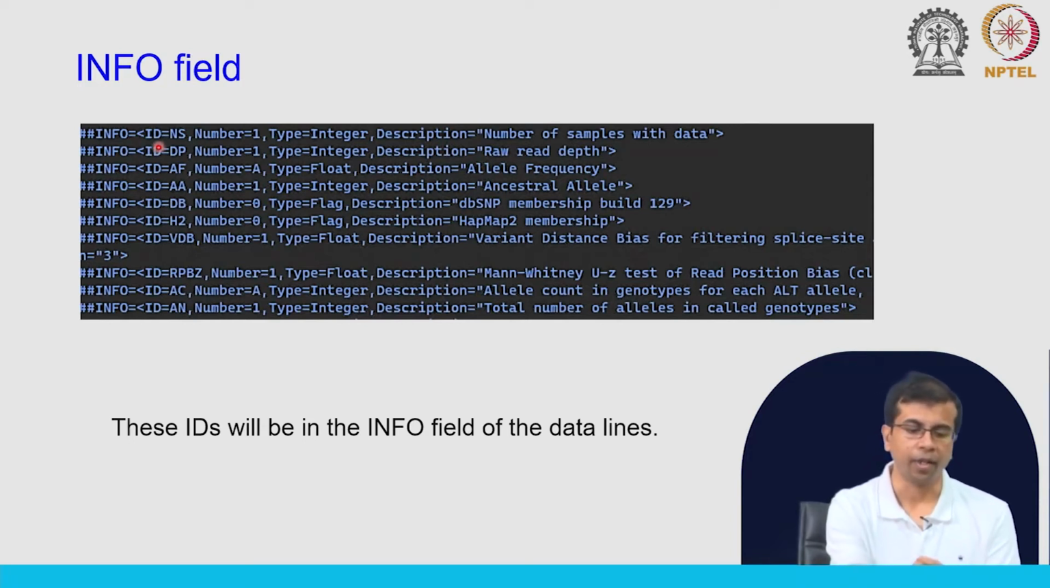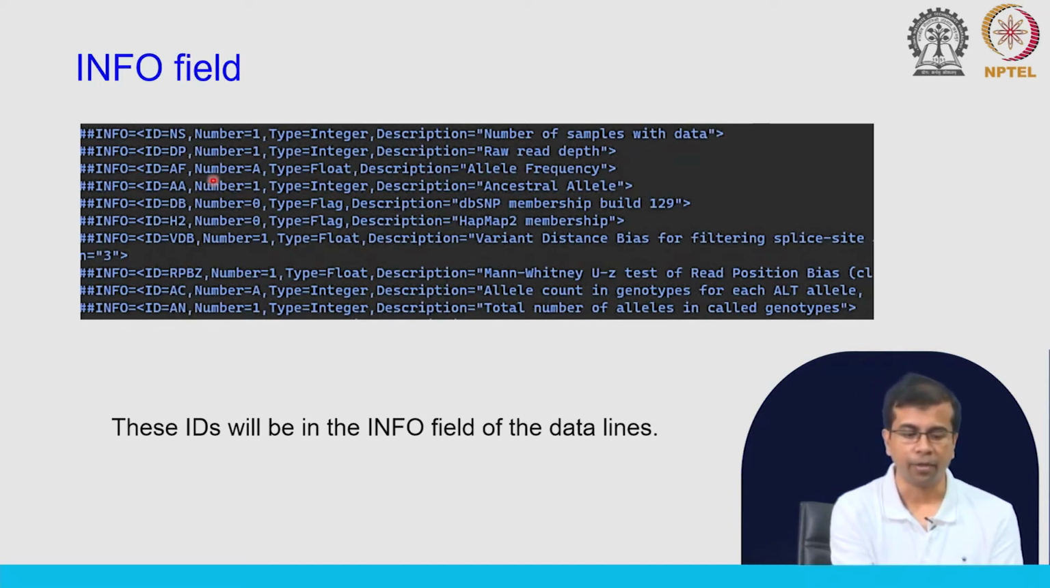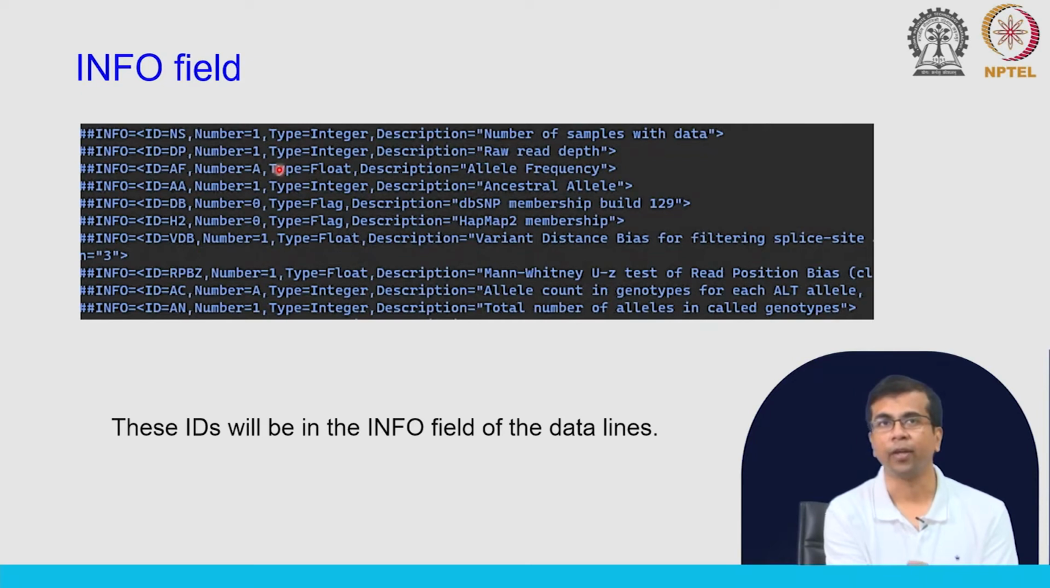Next, you have, for example, ID equals DP, Number equals 1, Type equals Integer, again, the description is raw read depth. Here is one example, you can see Number equals A, capital A. So, this is one value per allele. So, that will be given, Type would be Float, and the description is allele frequency. As we just mentioned, if you are specifying frequencies, then you will probably use this type of float value.